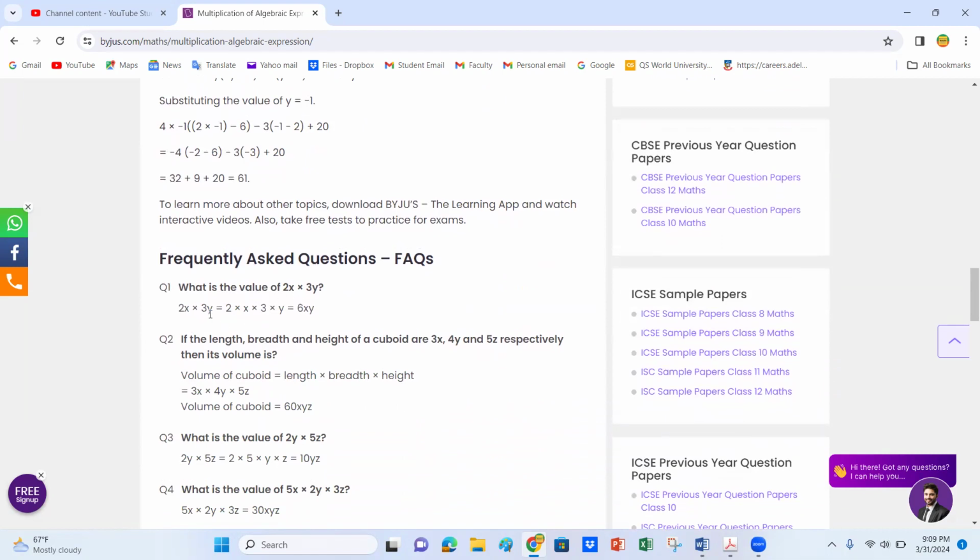2x, for example, multiplied by 3y. x and y are different variables, so they will be written like this way, xy, and 2 3s are 6. Okay. And similarly, for example, 3x, 4y multiplied by 5z, three different variables, then their powers will not add up with each other. They will also be written as xyz, but 3 multiplied by 4 is 12, 12 5s are 60.